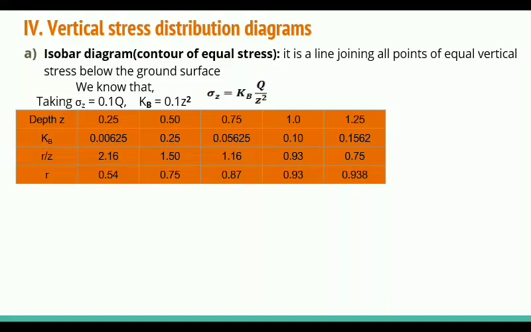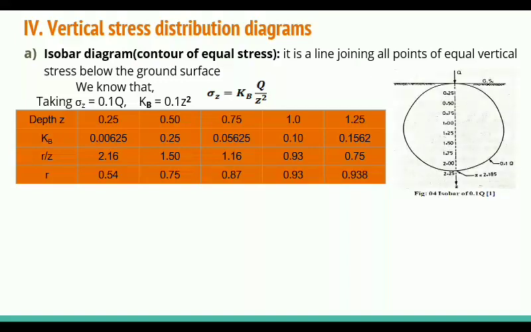And we have the equation for Kb in terms of the ratio r by z. So we have the value of Kb, so we can calculate the ratio r by z. So we can fill the third row. And now we have the r by z ratio and the z value. We can fill the fourth row, that is the value of r. So we can make the graph between r and z, and we get this graph. This is the example of an isobar diagram. In this diagram, at every point the vertical stress is constant, that is 0.1 Q.